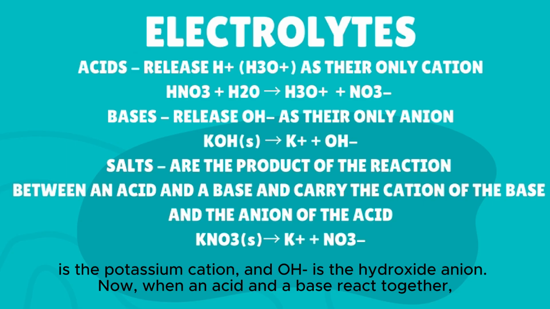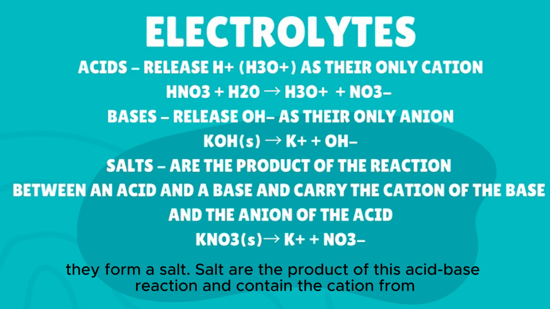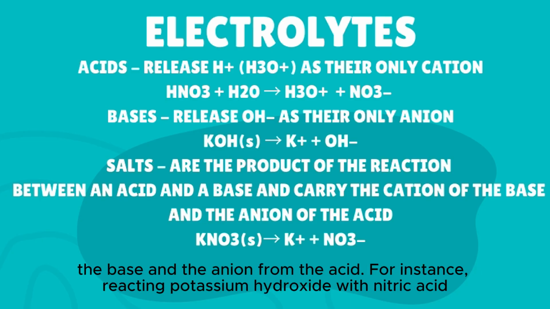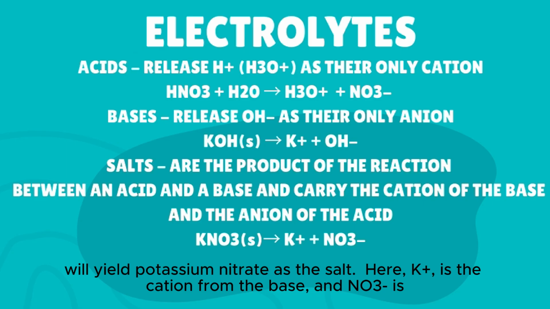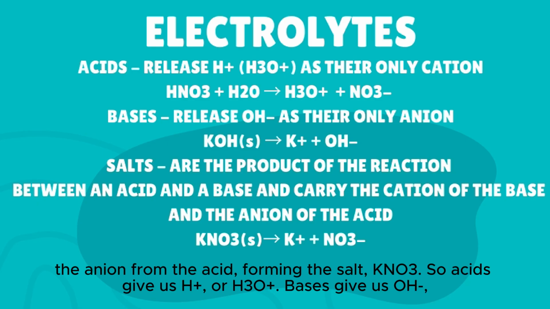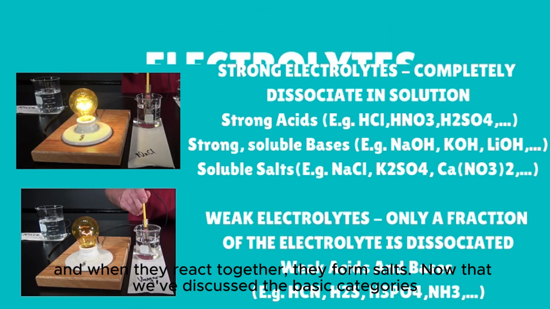Now, when an acid and a base react together, they form a salt. Salts are the product of this acid-base reaction and contain the cation from the base and the anion from the acid. For instance, reacting potassium hydroxide with nitric acid will yield potassium nitrate as the salt. Here, K+ is the cation from the base, and NO3- is the anion from the acid, forming the salt KNO3. So acids give us H+ or H3O+. Bases give us OH-, and when they react together, they form salts.